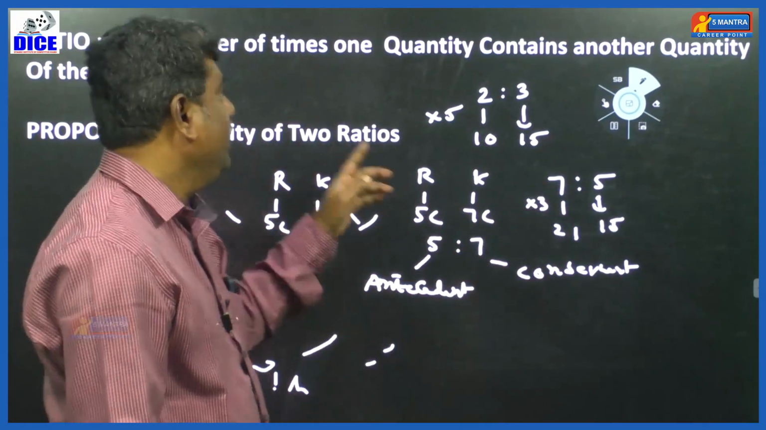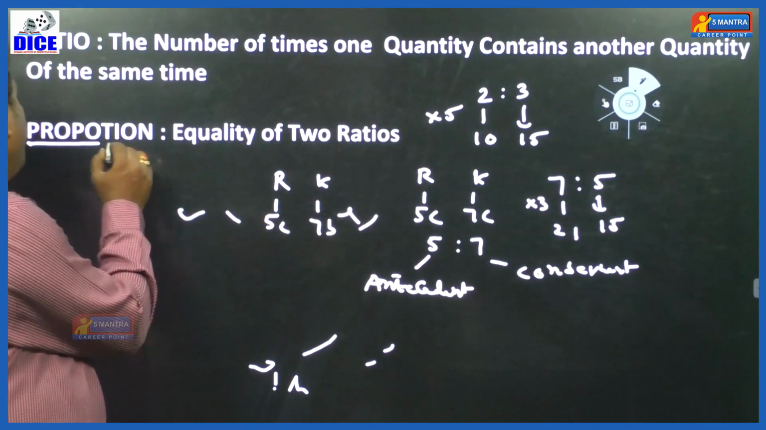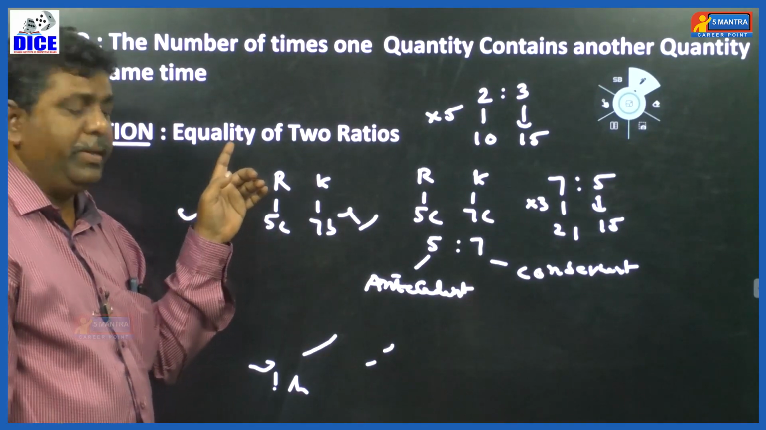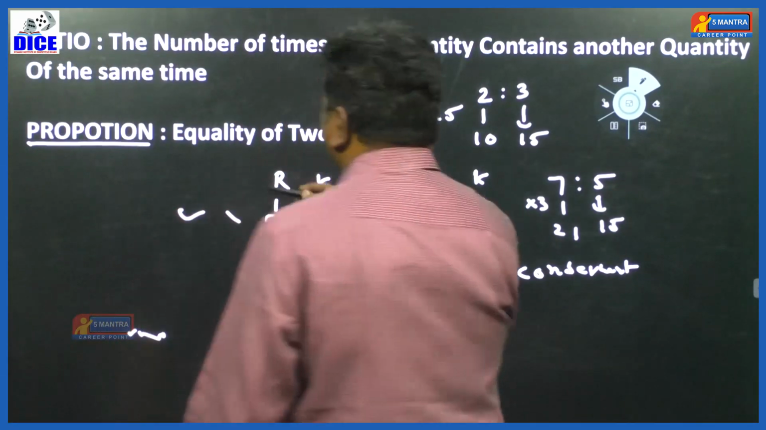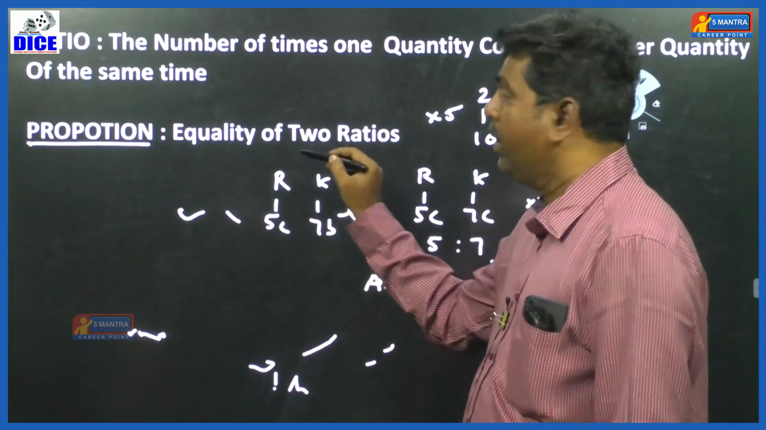Now next we go to the second definition, proportion. What is the definition of proportion? Proportion means equality of two ratios is called a proportion.